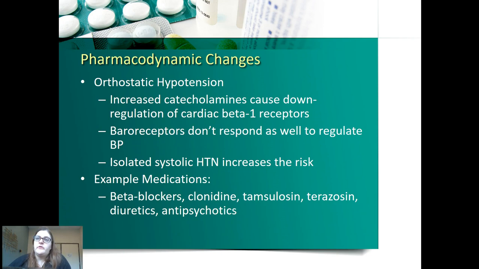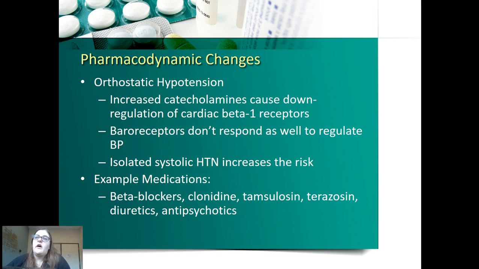Also, a lot of times in older adults, you'll see that they have a really different systolic blood pressure to their diastolic. I'd say it's really common to see somebody with 140/60, and that's a huge gap. And so having isolated systolic high blood pressure increases the risk.